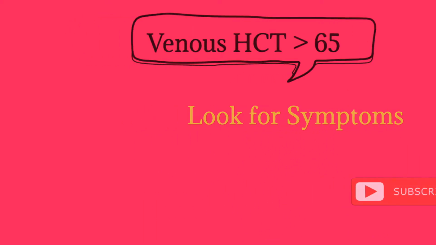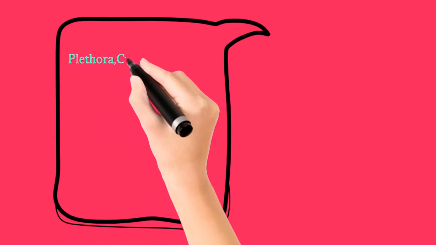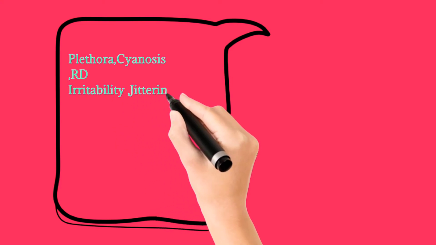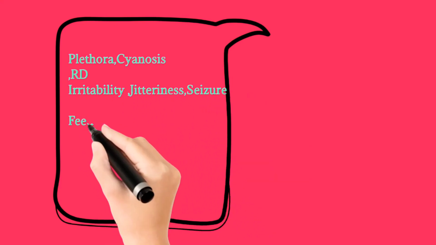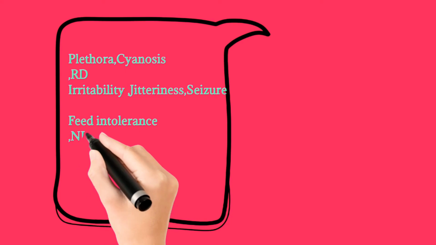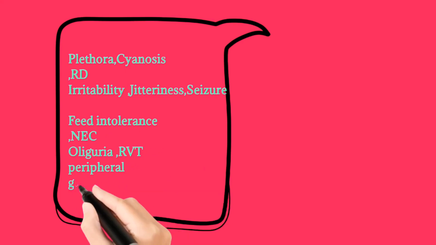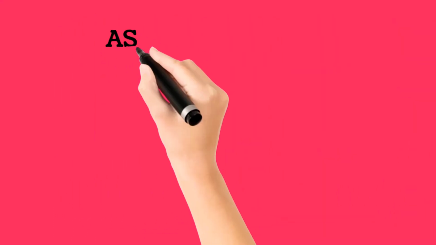So look for the symptoms. What are the symptoms of polycythemia? The baby is red, plethoric, cyanosed, with respiratory distress, may have irritability, jitteriness, may have seizure, feed intolerance, NEC, oliguria, renal vein thrombosis, peripheral gangrene, and many other features.